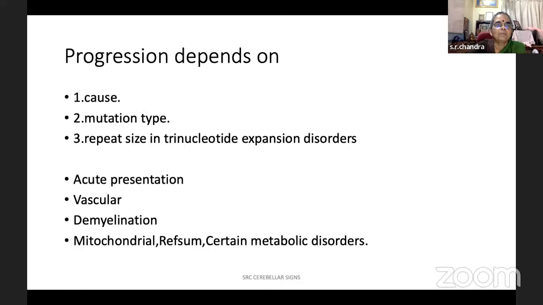The progression depends on the nature of the cause of the disease, the type of mutation, and the repeat size in trinucleotide expansion disorders. And in other conditions, acute presentations, vascular and demyelinating, they are all regressive disorders.